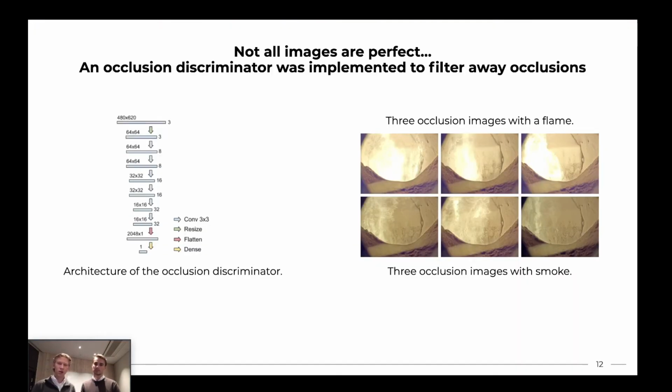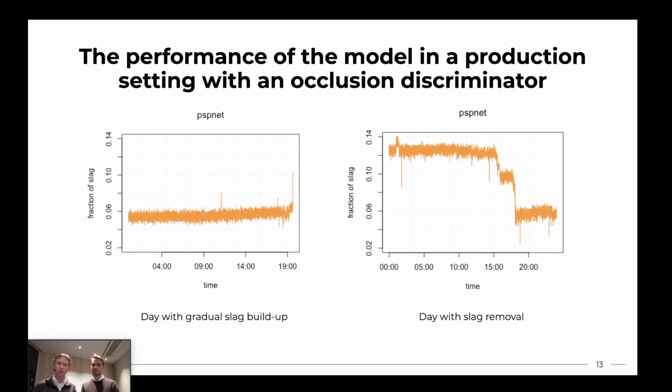And we quickly noticed that not all images were perfect in the raw image dataset. They contained occasional occlusions, like you see here to the right, of, for example, a flame or subsequent smoke as the Grate-Kiln is being heated by a flame. To deal with these occlusions, we implemented an occlusion discriminator model, a convolutional neural network, where you can see the architecture to the left. It produced binary predictions whether or not the image actually contained an occlusion.